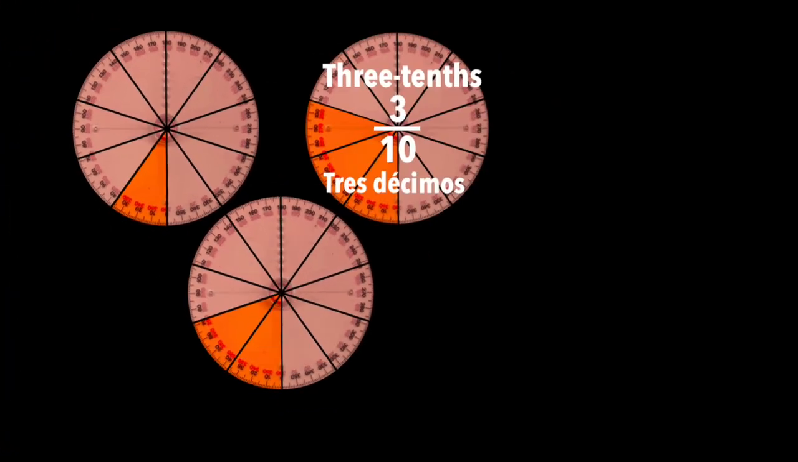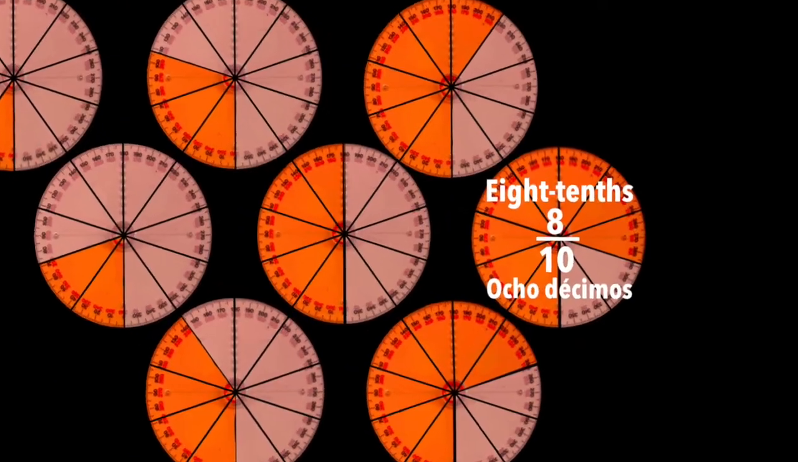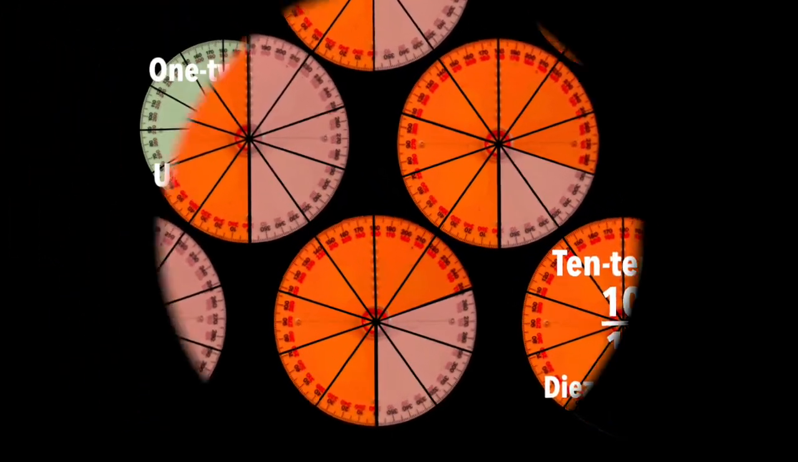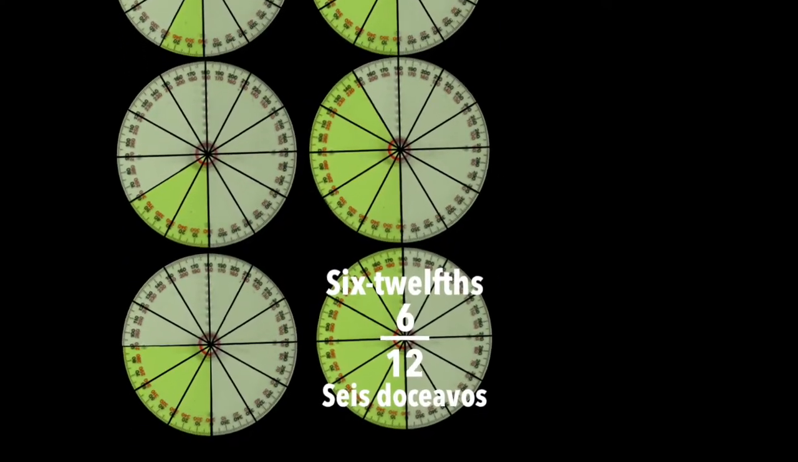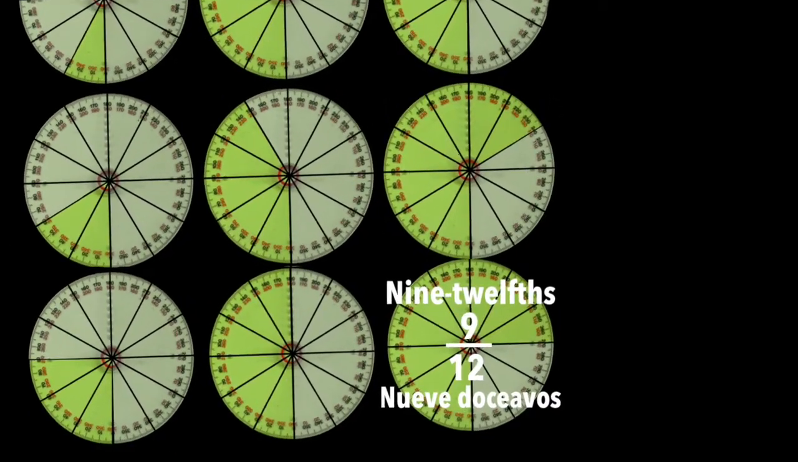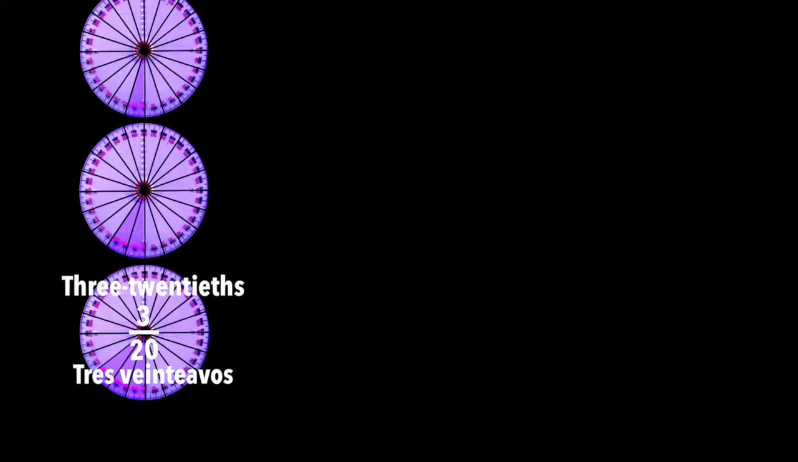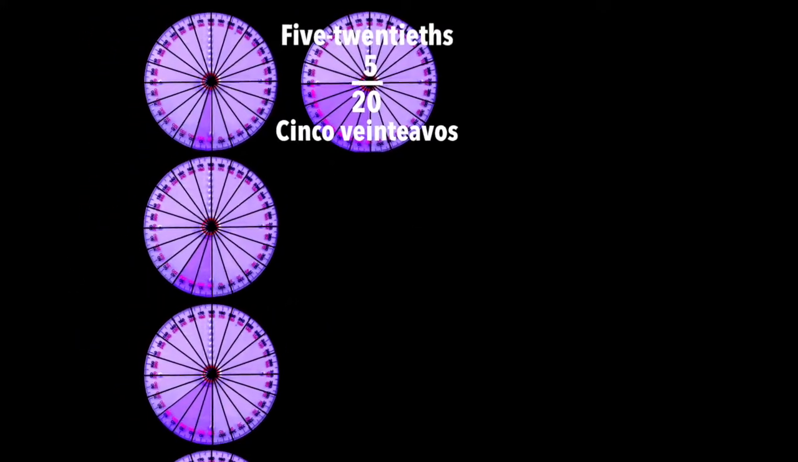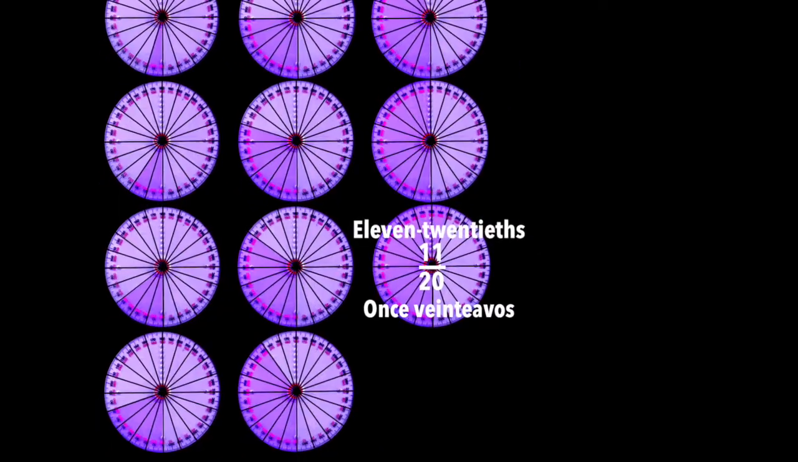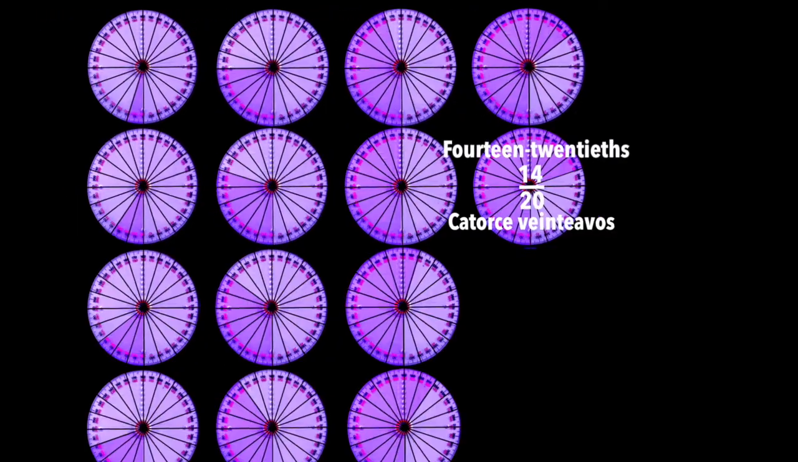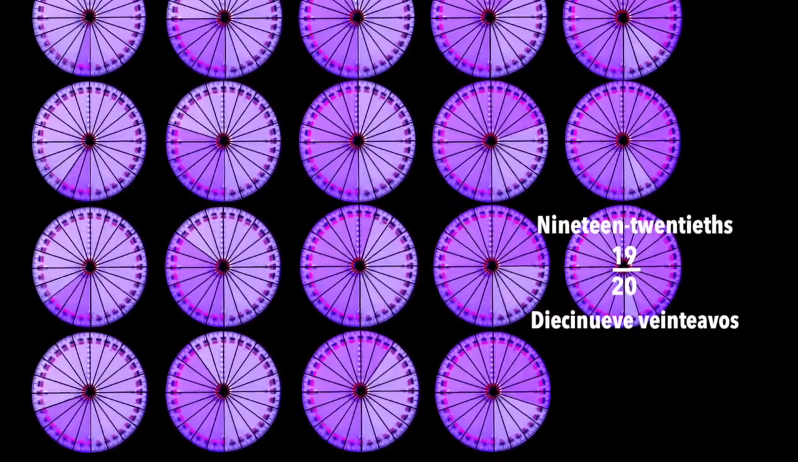1/10, 2/10, 3/10, 4/10, 5/10, 6/10, 7/10, 8/10, 9/10, 10/10. 1/12, 2/12, 3/12, 4/12, 5/12, 6/12, 7/12, 8/12, 9/12, 10/12, 11/12, 12/12. 1/20th, 2/20th, 3/20th, up to 20/20th.